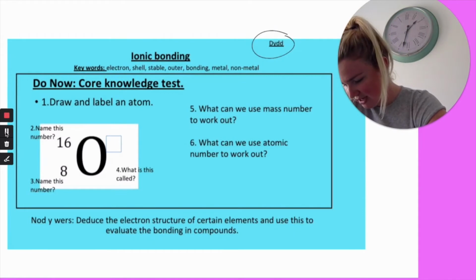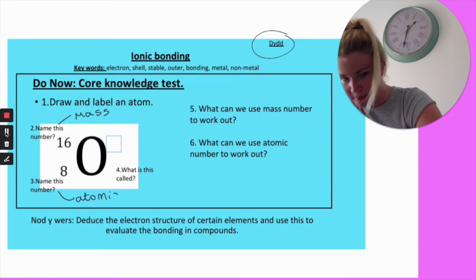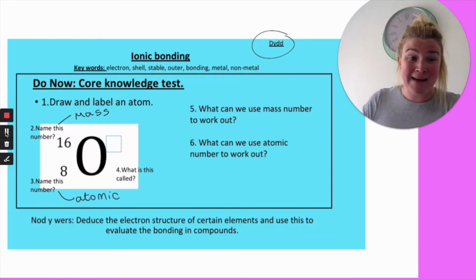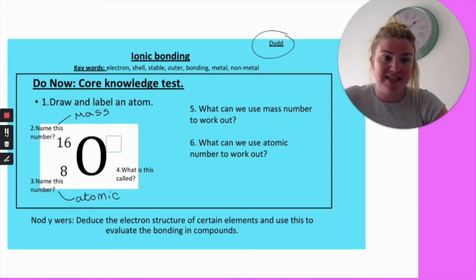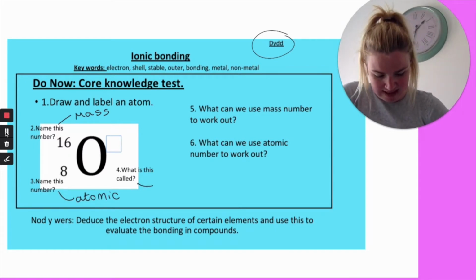Next question then says, name this number. So this number is the mass number. Name this number. That is the atomic number, okay? Remember, the mass number is the massive number. Mass number means massive. Number 4, what is this called? Well, this is an element.